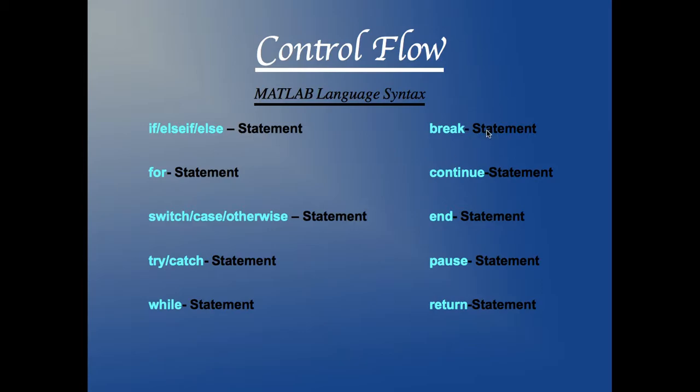The break statement terminates execution of a for or while loop. Continue passes control to the next iteration of a for or while loop. End terminates the block of code or indicates the last index of the array. Pause halts execution temporarily, useful when you're running a lot of code. Return returns to the invoking function.